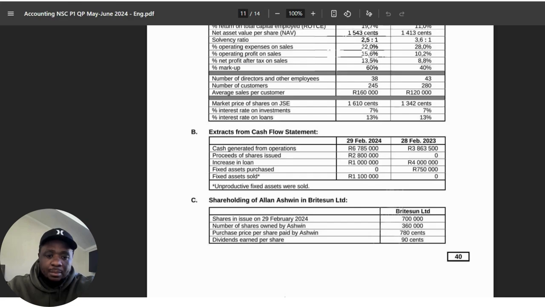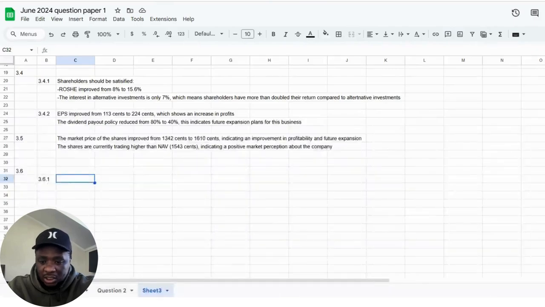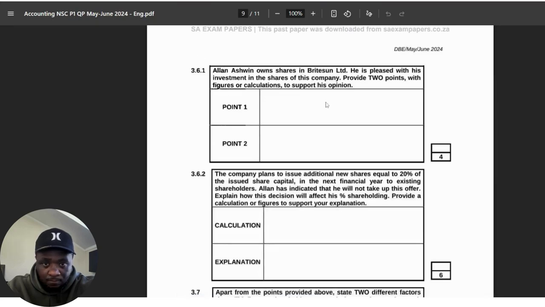You can do this as a percentage of all the dividends, or you can simply do it as an amount. So I would quote an amount actually. So let's quote an amount here. So we can say that he earned dividends. Okay, cool. Let's just read the question. So it says, okay. Oh, he's pleased. So we want to support the opinion.